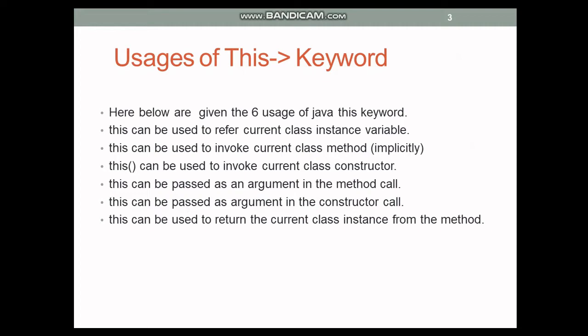This can be used to refer to the current class instance variable. This can be used to invoke the current class method implicitly. This can be used to invoke the current class constructor. This can be passed as an argument in the method call. This can be used as an argument in the constructor call. This can be used to return the current class instance from the method. So now let's see the code part of it.